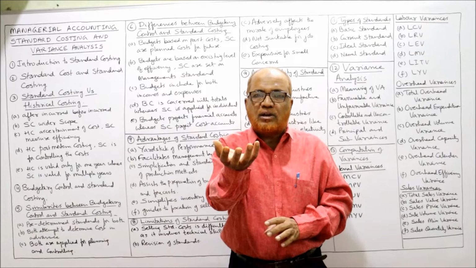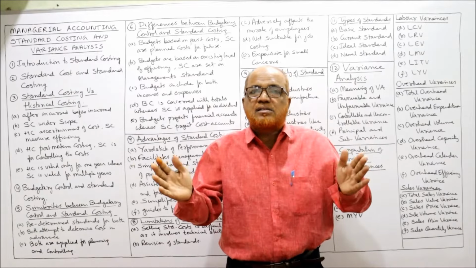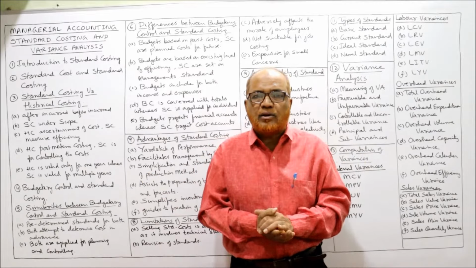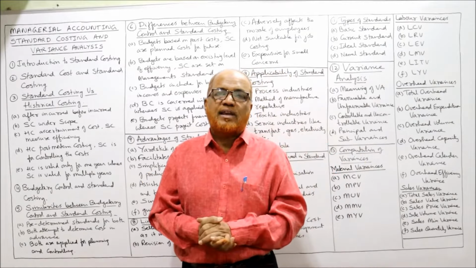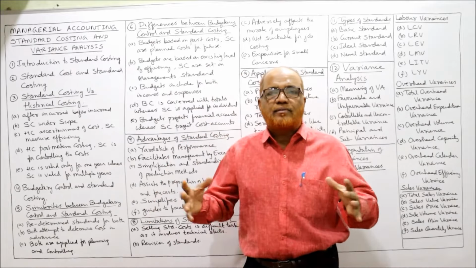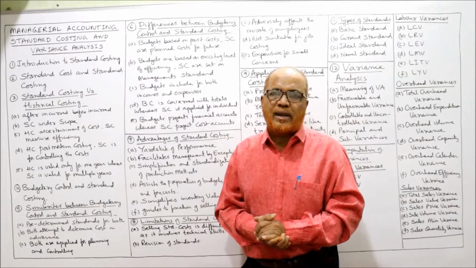After finding out the variance, we have to analyze the variance and find out why this variance is occurring. Particularly, we have to focus on those variances which are adverse. So the scope of standard costing is very, very wide.